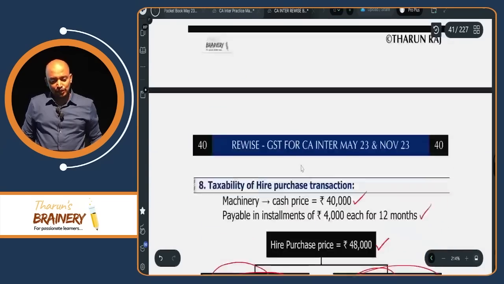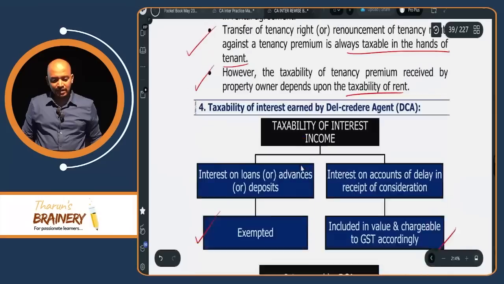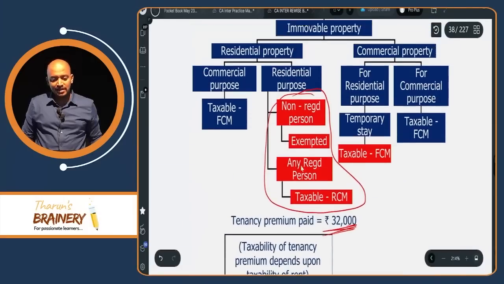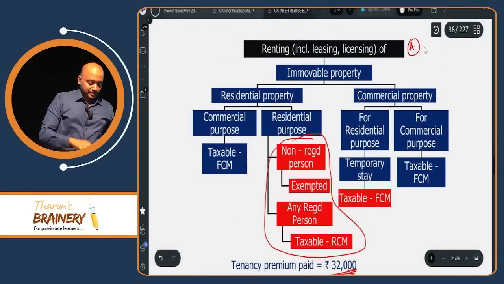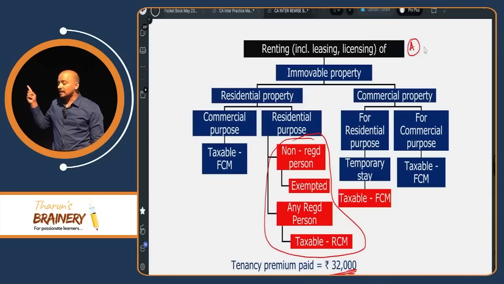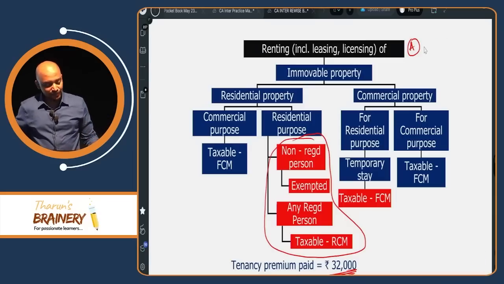And even this is also an amendment. That is, this renting is there. Renting, this is also an amendment here. So 2 circulars and this renting, these are the amendments for the May 23 exam.